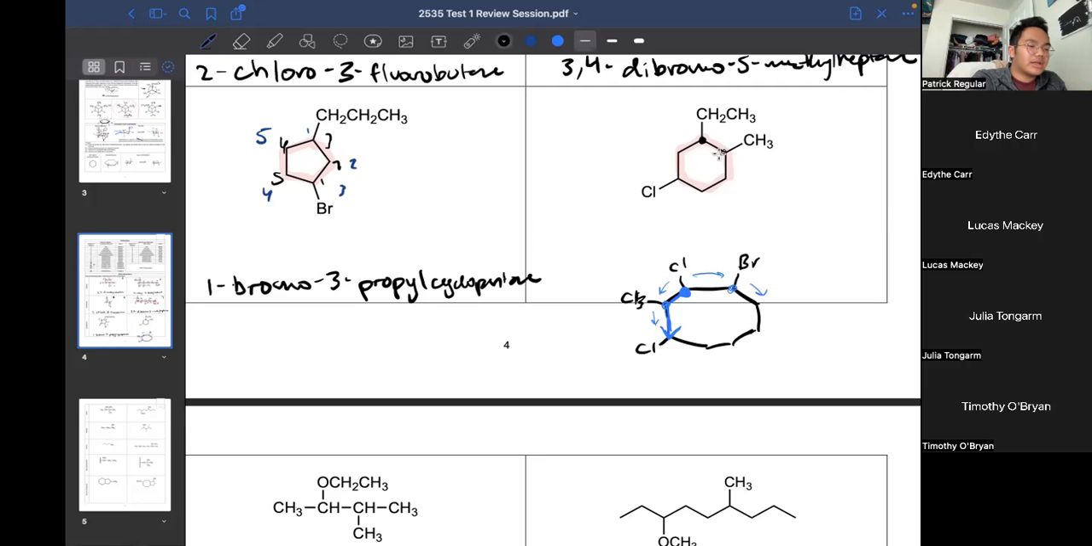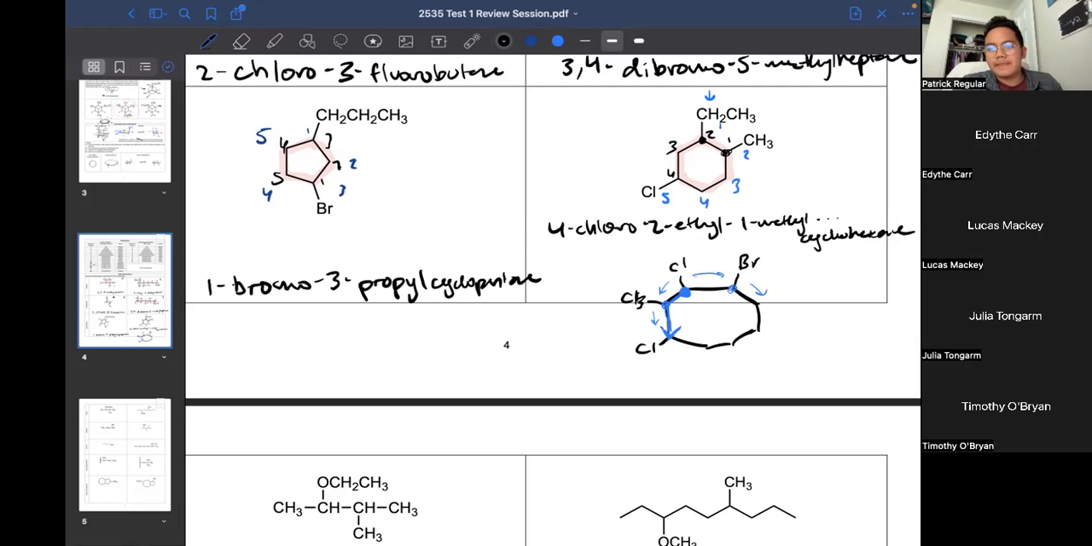So if we were to start on this carbon right here, 1, 2, 3, 4. If you were to start at this carbon, 1, 2, 3, 4, 5. 1, 2, 4 is a lot better than 1, 2, 5. So we're going to go with 1, 2, 4. So it's going to be 4 chloro, 2 ethyl, 1 methyl, cyclohexane. Does anyone have any questions?